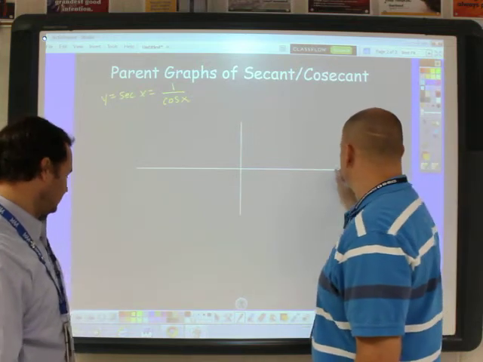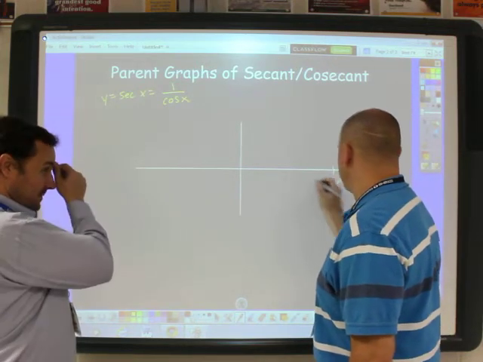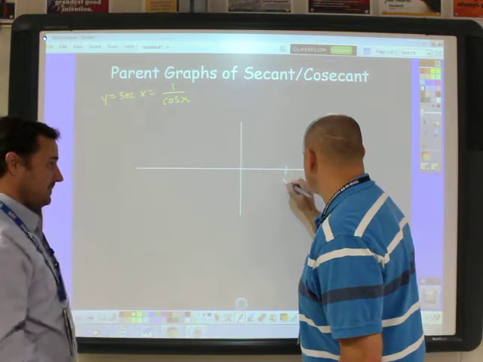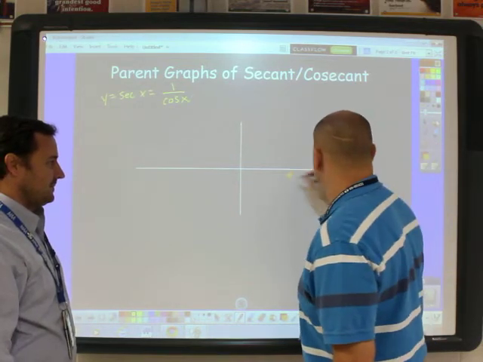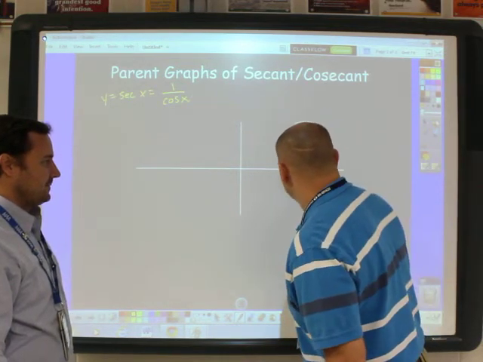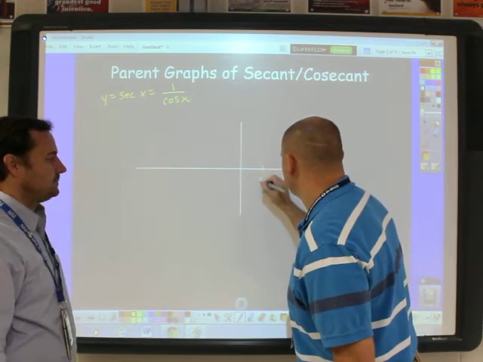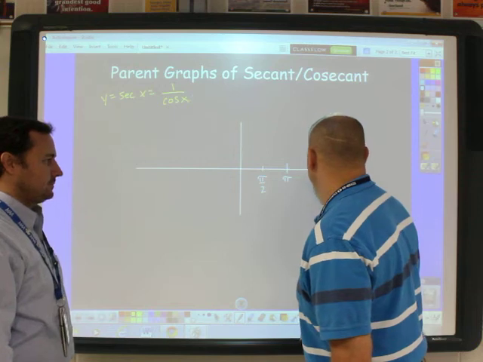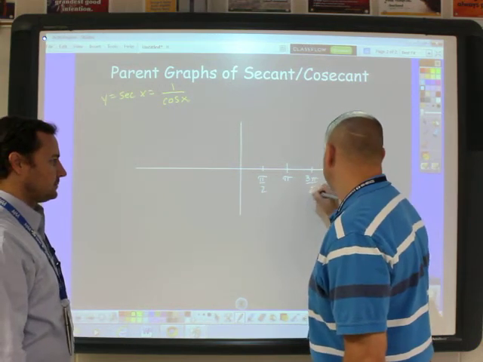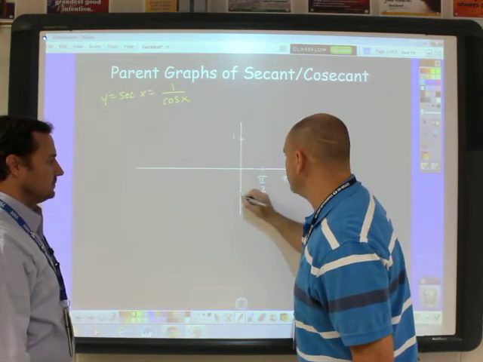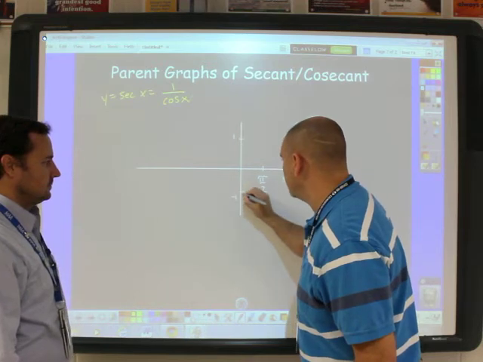I'm going to go ahead and set up my x values. I'm going to scale it by pi over 2's. So 2 pi, pi over 2, and 3 pi over 2. Maximum of 1, minimum of -1.